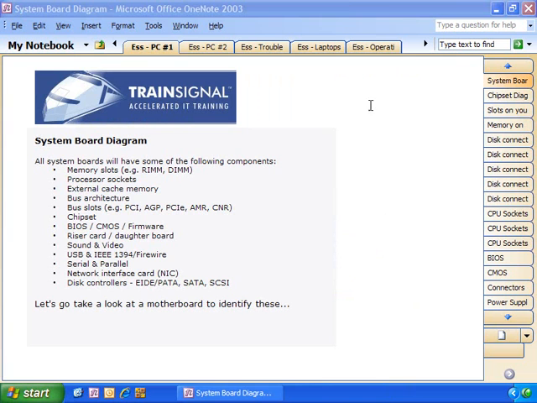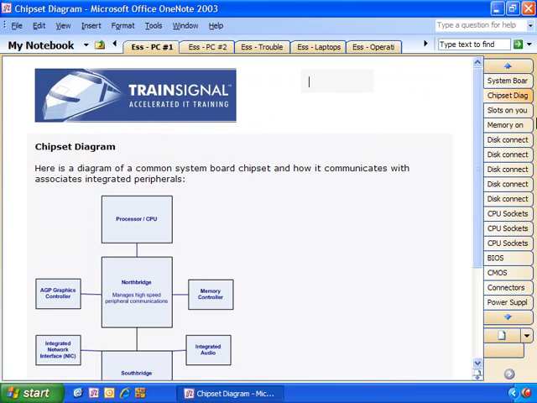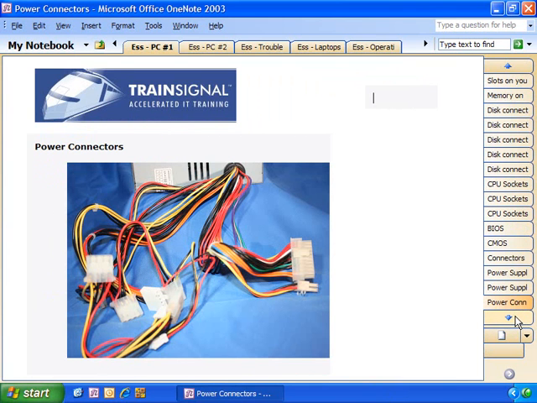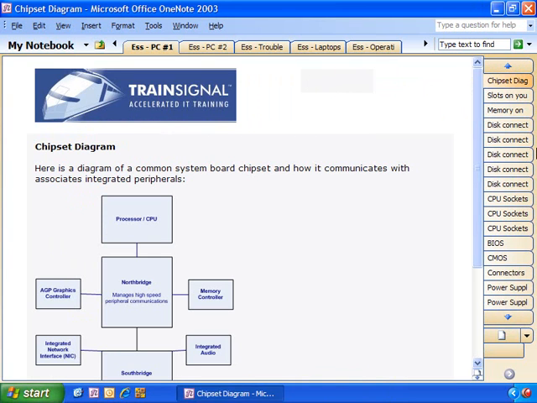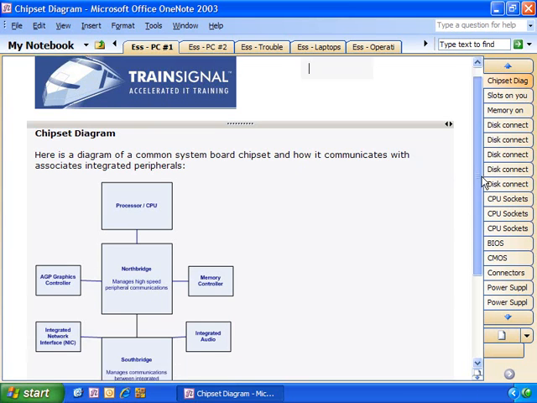All right, so we identified these components on our motherboard. All right, now we can move on to our chipset diagram. I'm going to move down just a little bit. All right, so we talked about how the chipset is what provides the logic for the motherboard. Now here's a common system board chipset diagram, and this diagram is going to show how the chipset is used to communicate with the associated integrated peripherals.